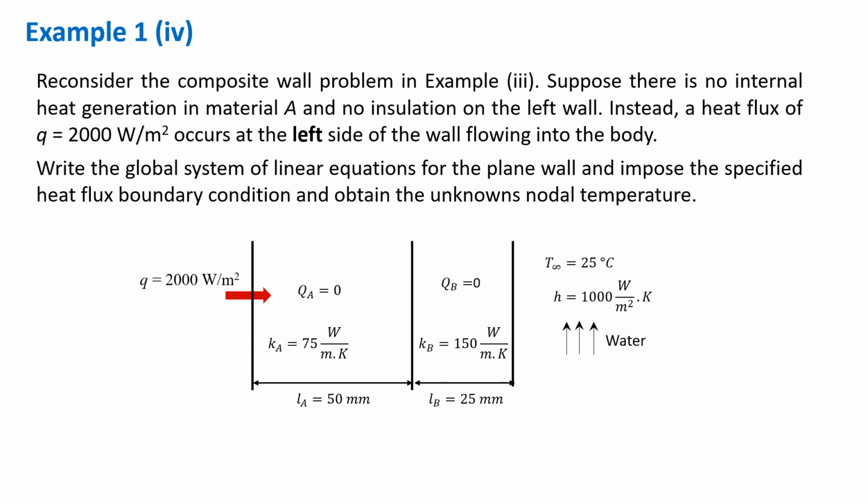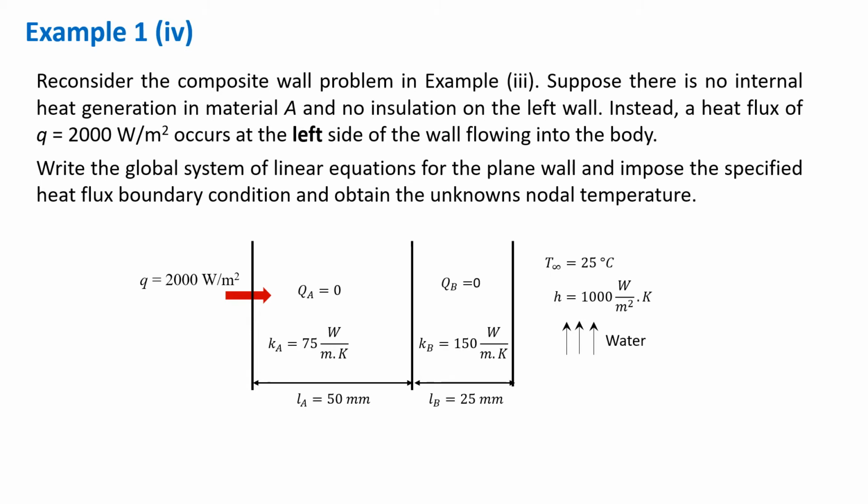Now, let's reconsider the composite wall problem in the previous example. Suppose there is no internal heat generation in material A and no insulation on the left wall. Instead, a heat flux of 2000 watt per meter square occurs at the left side of the wall flowing into the body. Write the global system of linear equations for the plane wall, impose the specified heat flux, and obtain the unknown nodal temperature.